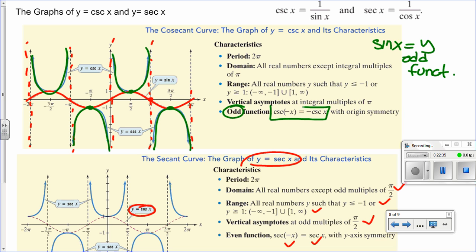We did go over these identities before, but just in case you forgot. The period will be the same as the sine function. It will be 2 pi. And we can see here one complete period of the graph.